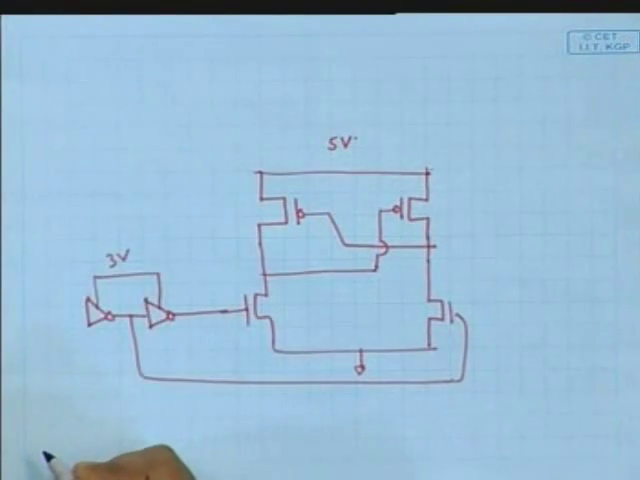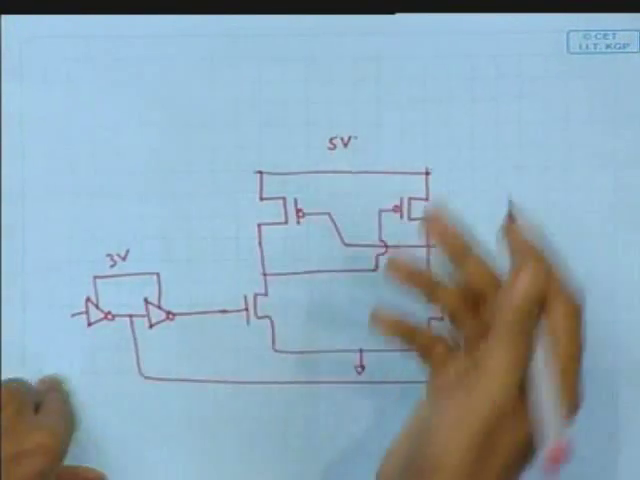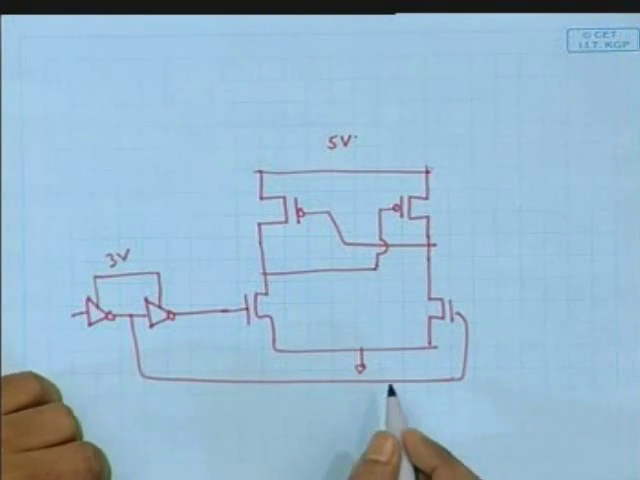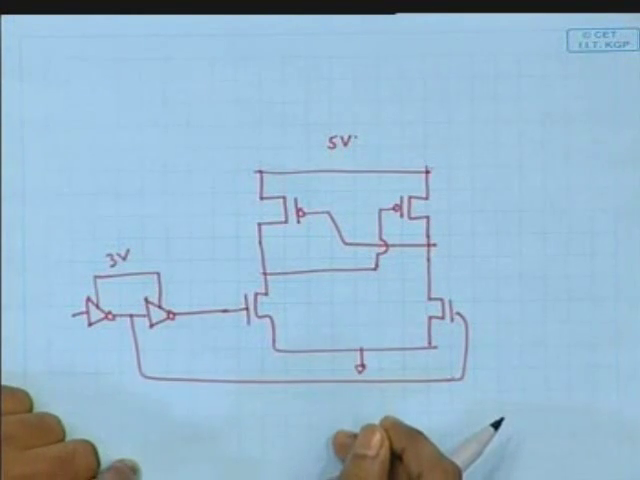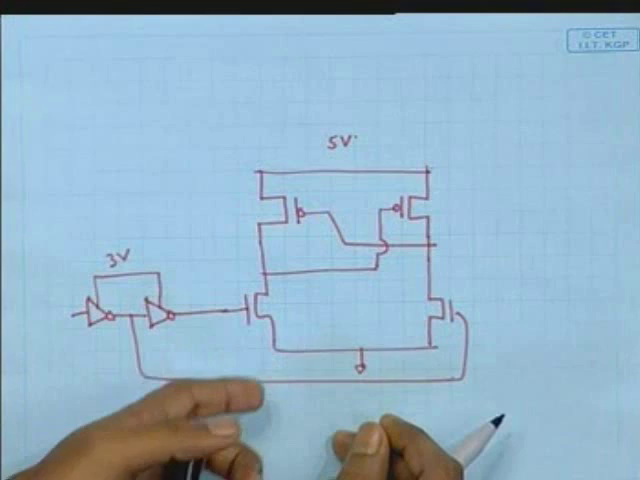Okay. So we are planning to convert 3 volt signaling to 5 volt signaling. This is the standard circuit. This is the level shifter circuit. This is a very standard one. Is it required to explain this one?